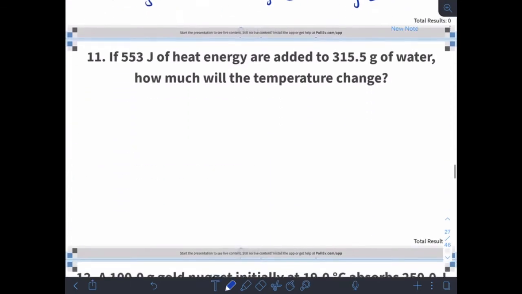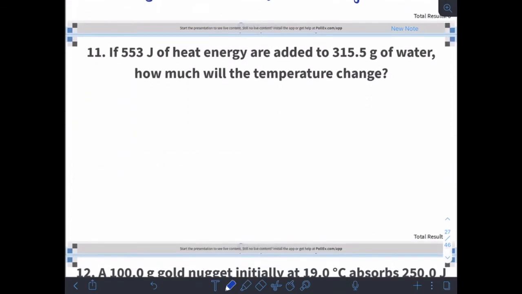Moving on to question 11. Let's look at this one. If 553 joules of heat energy are added, there that is again, we're adding heat energy, so that 553 joules should be positive Q, added to 315.5 grams of water, how much will the temperature change? In this problem, we're assuming that you already know by now that S for water is 4.184 joules per gram degrees C.